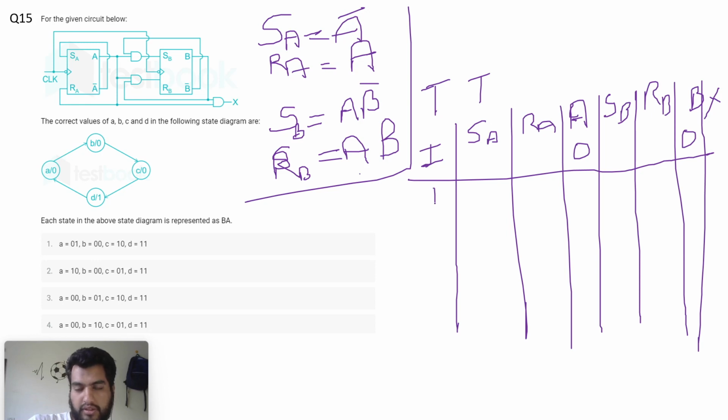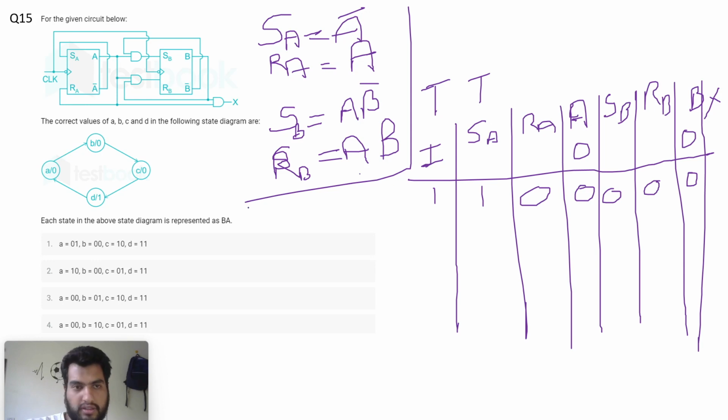Now the first state, and SA will be equal to A complement. So A is equal to 0, this will be 1, and RA is equal to A, so it will be 0. And we know that when S is equal to 1 and R is equal to 0, output will be 0. SB will be equal to A B complement. A is 0, B complement is 1, so it will be 0. AB is also 0, so it will be 0 only.